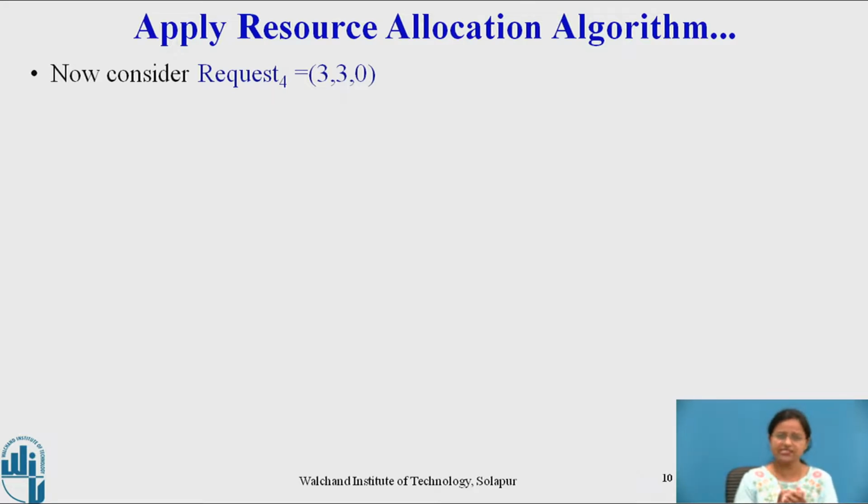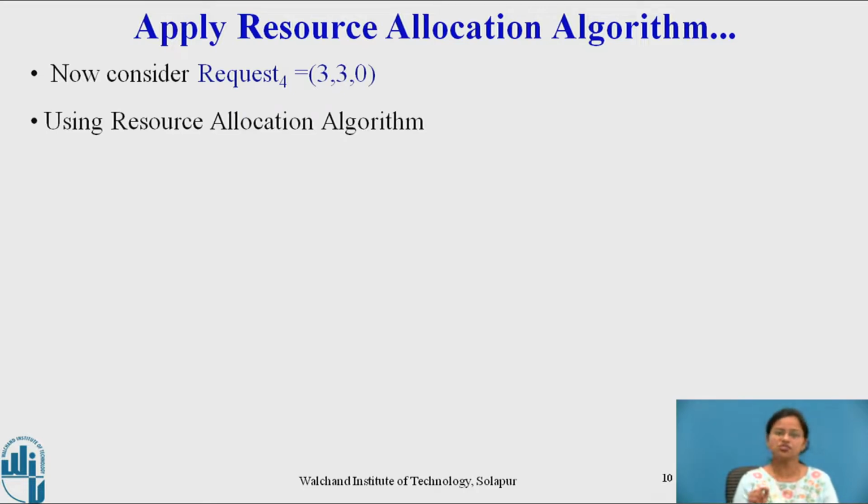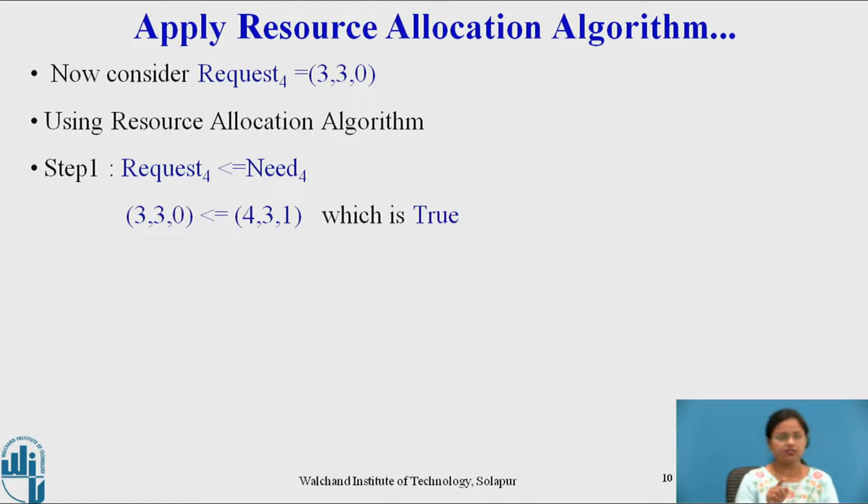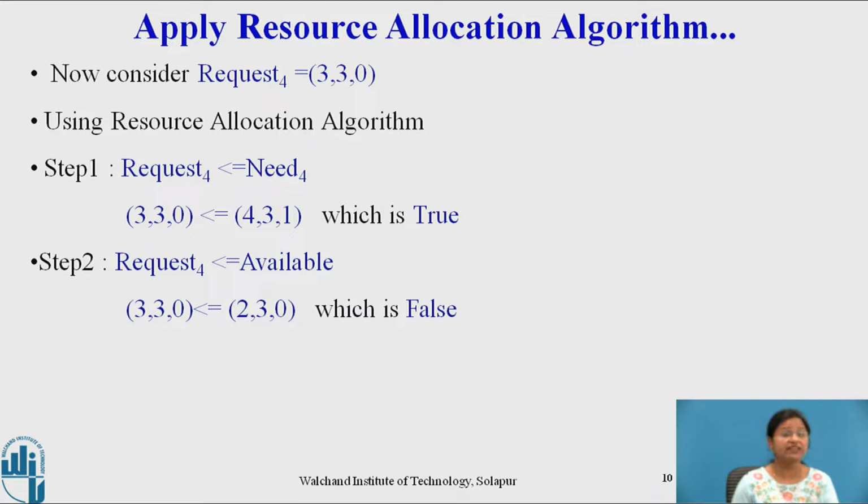Now as we checked that the system is in safe state, consider that process P4 makes a request for 3 instances of resource type A, 3 instances of resource type B and 0 instances of resource type C. So request 4 becomes 330. Using the resource request algorithm, again check whether this request is less than or equal to need, that is, 330 is less than or equal to need 431. This is true. Check request 4 is less than or equal to available. Request 4 is 330, check whether it is less than available, available is 230, no, it is not less than. So this condition is false.